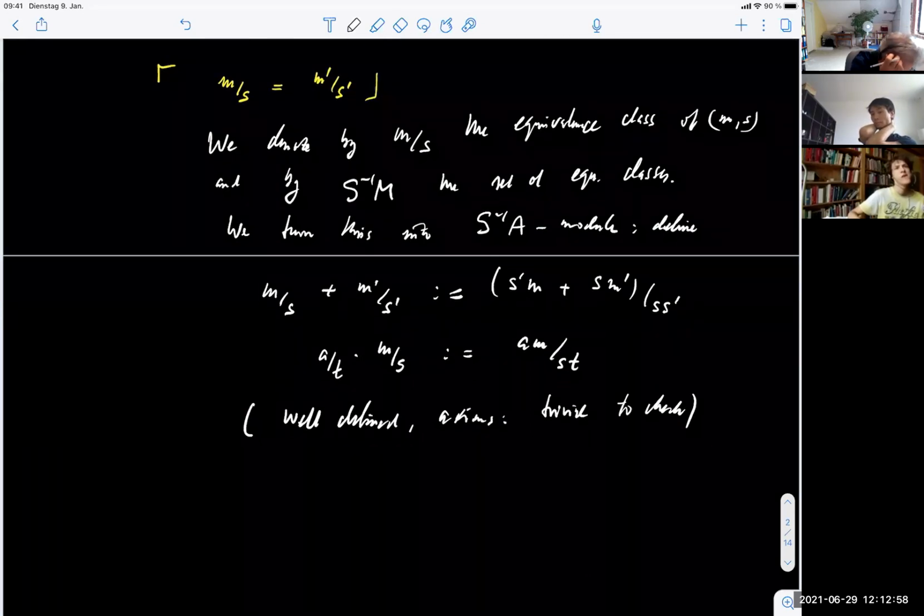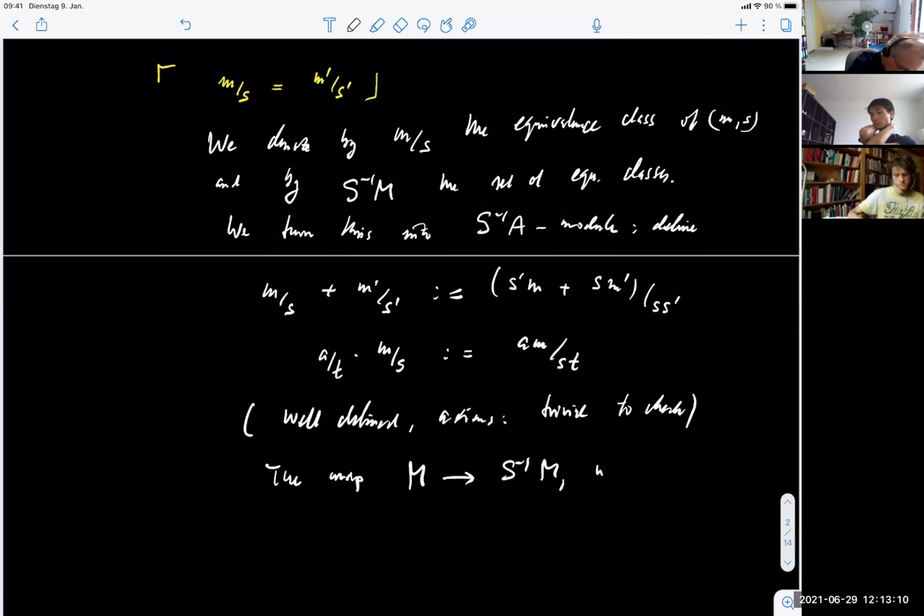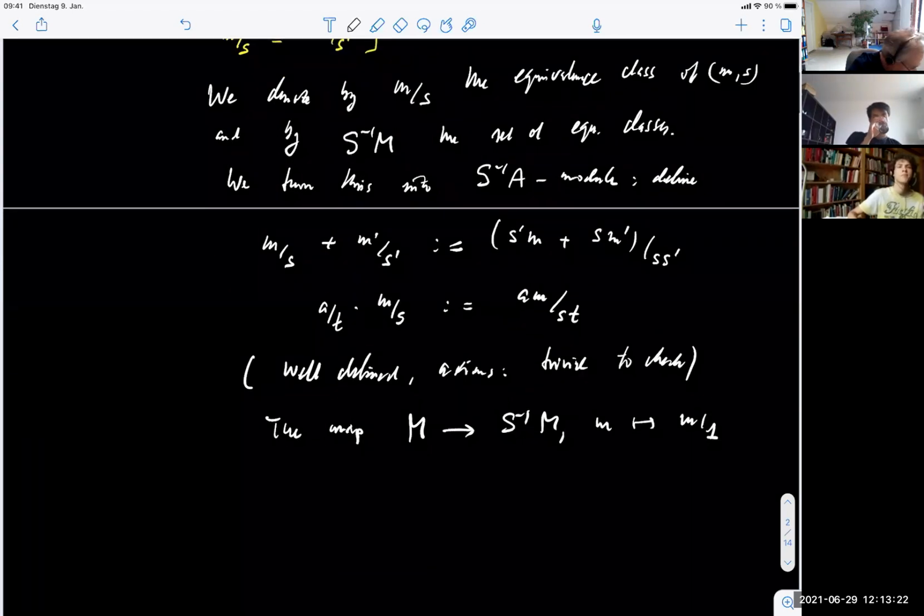And this module, as always, comes with a homomorphism. So I map M to this new module, and I map the element m to m over 1. In many cases, it will be injective. Then M is a submodule, but it's not always the case, which causes some problems. So this map is A-linear.